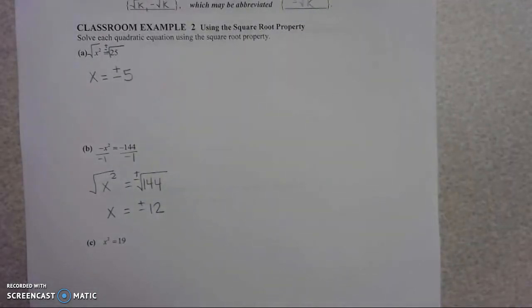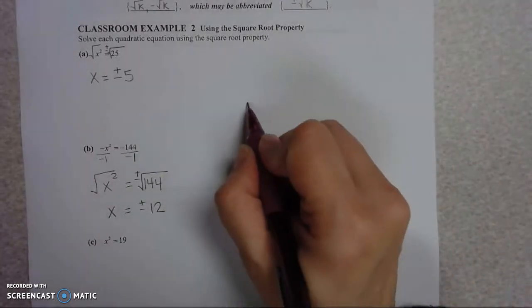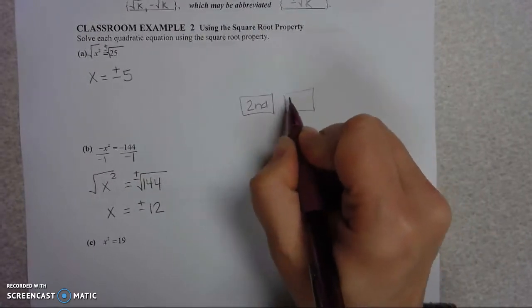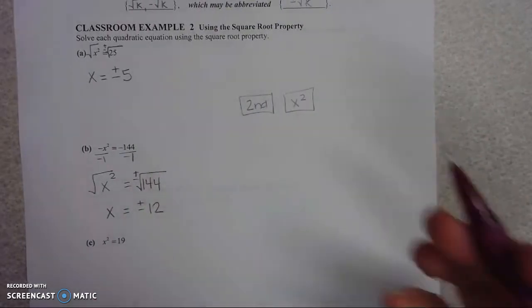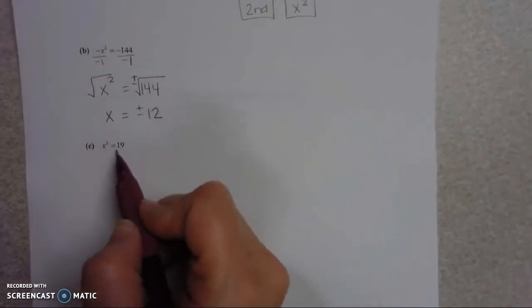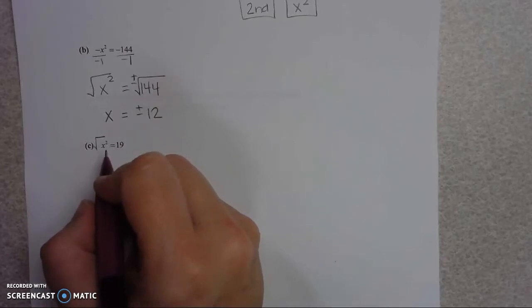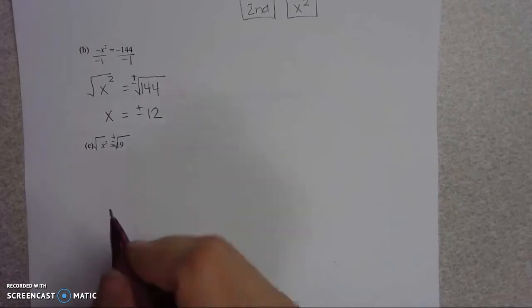You can also use the calculator to take the square root. If you're using the TI-84 that's in the classroom, you would hit the second button, that's the blue button, and then you would hit the x squared button, and that would lead you to the square root sign, where you can then type in the number that goes under. For the last one, we have x squared equals 19, so I'm going to take the square root of both sides.